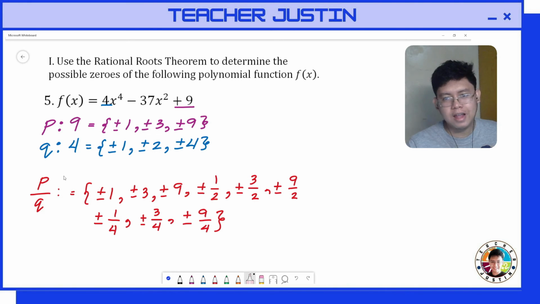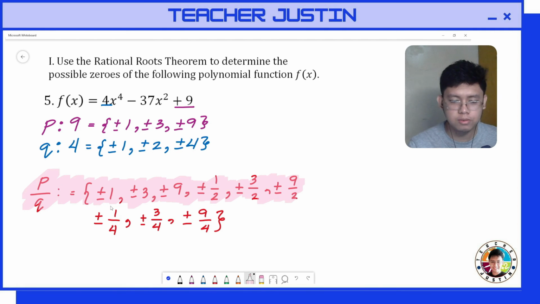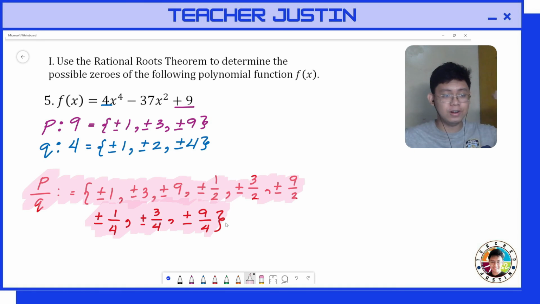So that's it. Our possible zeros of this polynomial function are the following: ±1, ±3, ±9, ±1/2, ±3/2, ±9/2, ±1/4, ±3/4, and ±9/4. Alright, ta-da! And that is it.